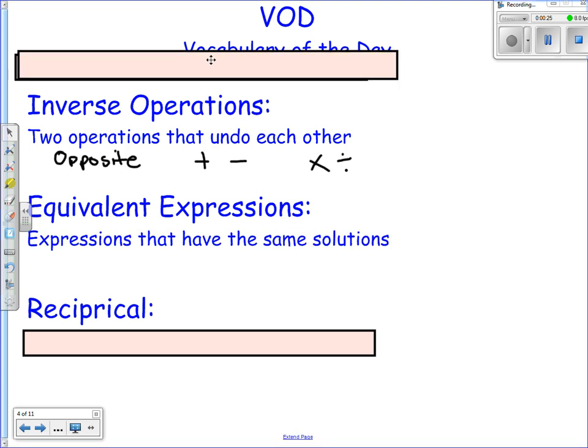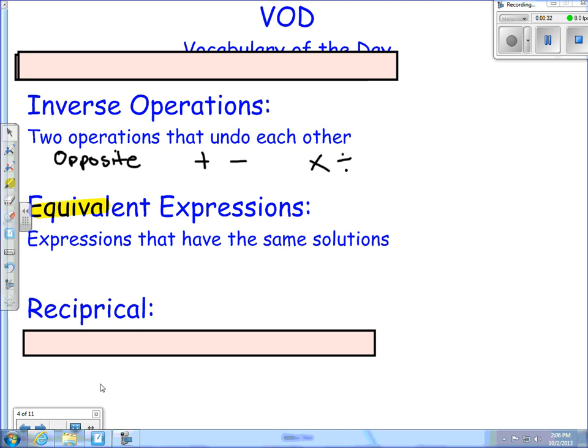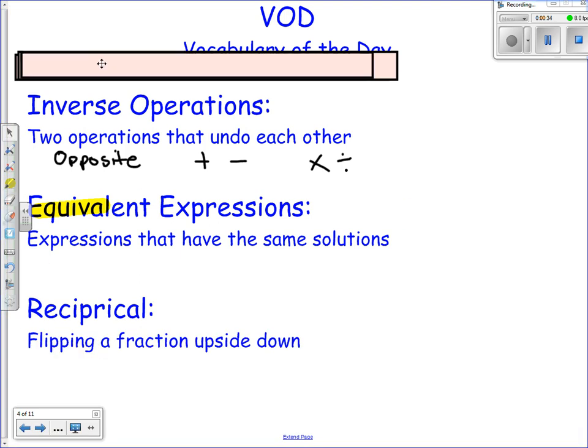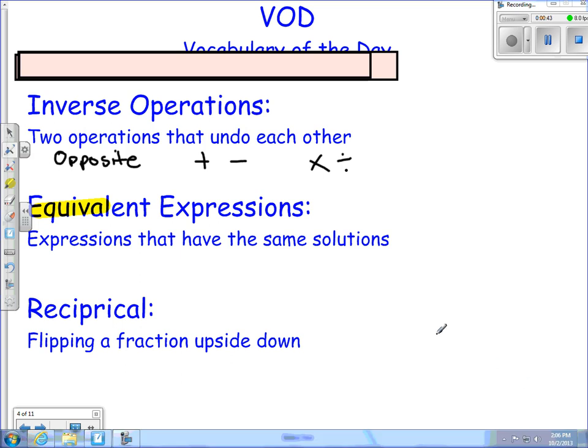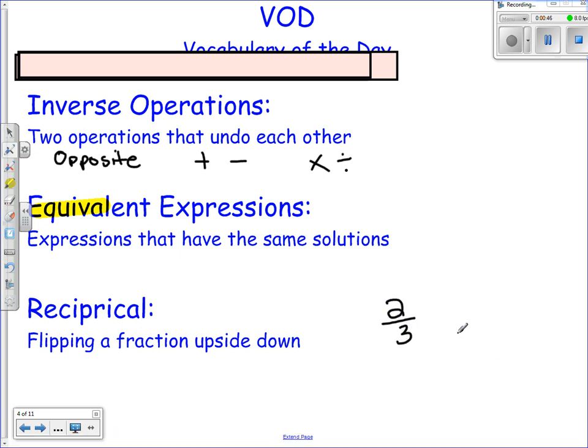Equivalent expressions are expressions that have the same solution. So they are equal. Look at the word equivalent. It looks very similar to equal. And reciprocal is something you learned about earlier. It's about flipping a fraction upside down. They are the multiplicative inverse of each other. When you multiply these two, you end up with a product of 1. For example, 2/3, the reciprocal would be 3/2. If we were to multiply, we would get 6/6, which equals 1. But I want you to focus on flipping that fraction upside down.